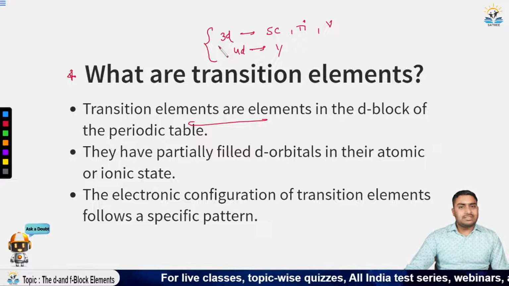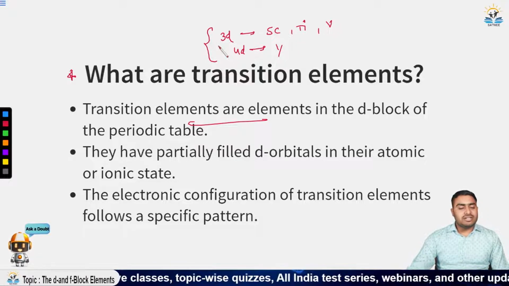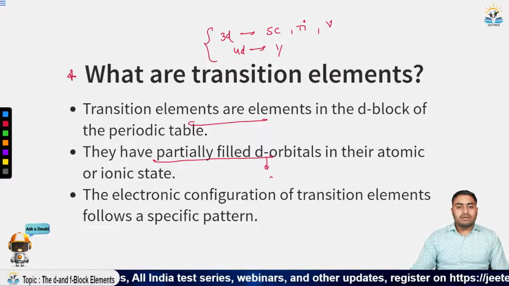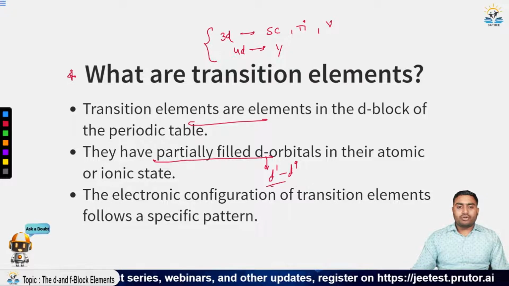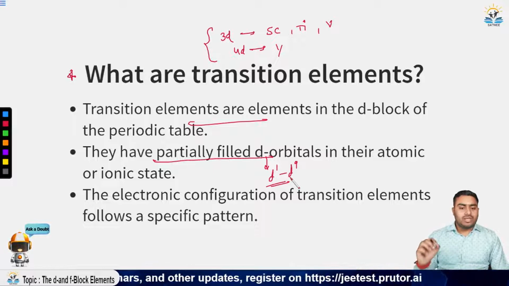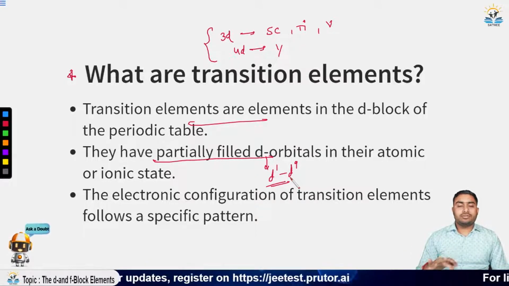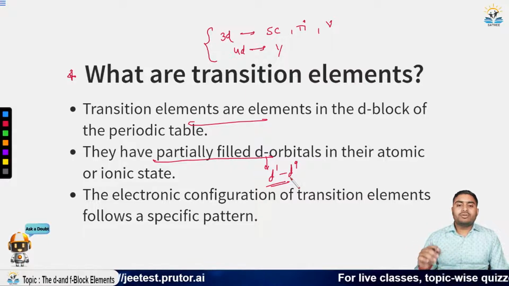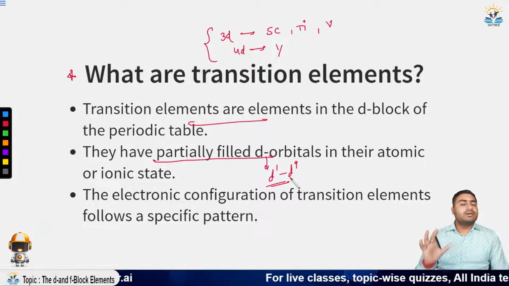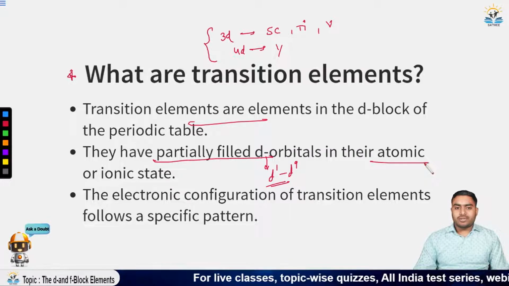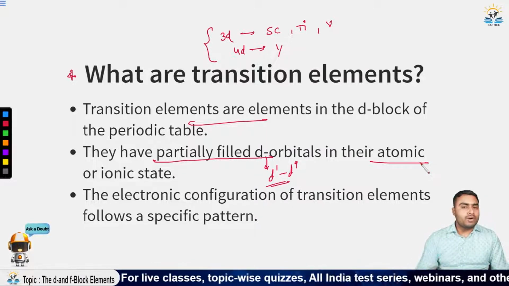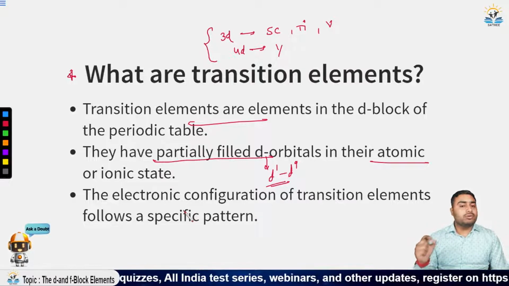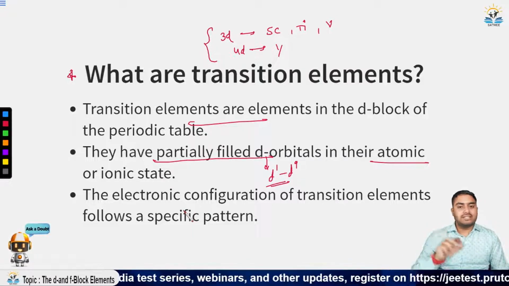First point, they are present in D block and they are named as transition elements because they have partially filled d orbitals. If they have d1 to d9 electronic configuration, that means not completely filled. Okay, getting my point? If they have d1 to d9 electronic configuration in their ground state, or you can say atomic state or ionic state, that means common oxidation state, then that particular element of D block is named as a transition element, right?